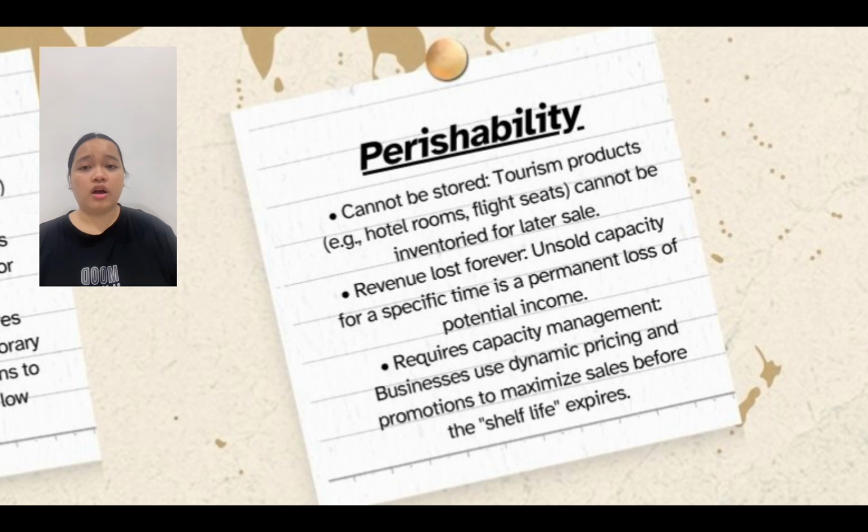The second one is perishability. Tourism products are highly perishable, meaning they cannot be stored or saved for future use. An empty hotel room tonight, or an unoccupied airline seat, represents lost revenue that cannot be recovered. This forces tourism providers to use effective capacity management, promotions, and dynamic pricing strategies to fill as many spots as possible before the opportunity passes.